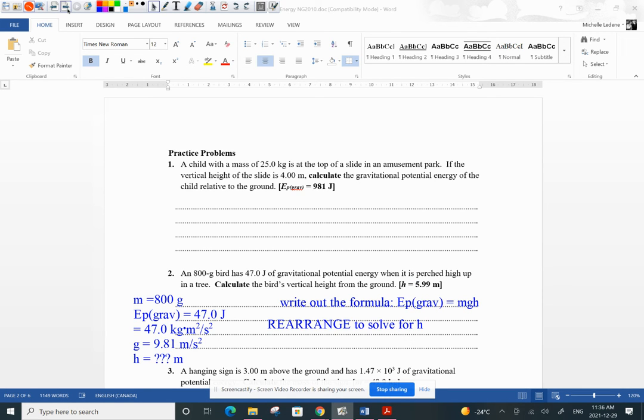Okay, so this equation is not just a plug and chug. We have to rearrange and find h. So let's do that. EP due to gravity. And just to make it easier, I'm just going to write EP.